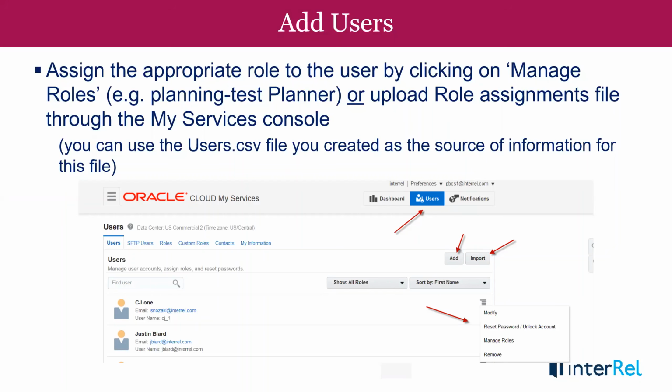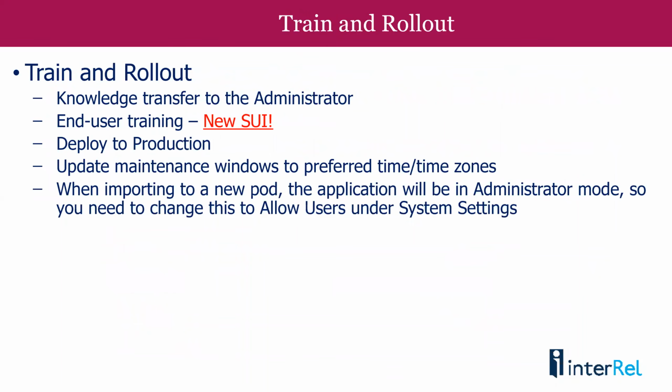of like user EPM or user EPM test. Those are two different environments. When you give them a role, the role is assigned to that instance. And then once they have the role, you can add them to your security group in planning. So once you've added all your users, then you can do your training and your rollout, right?